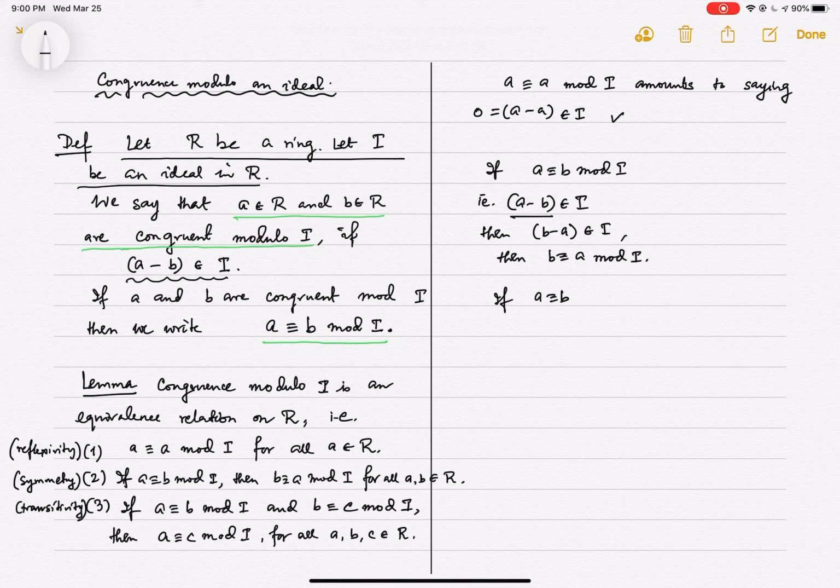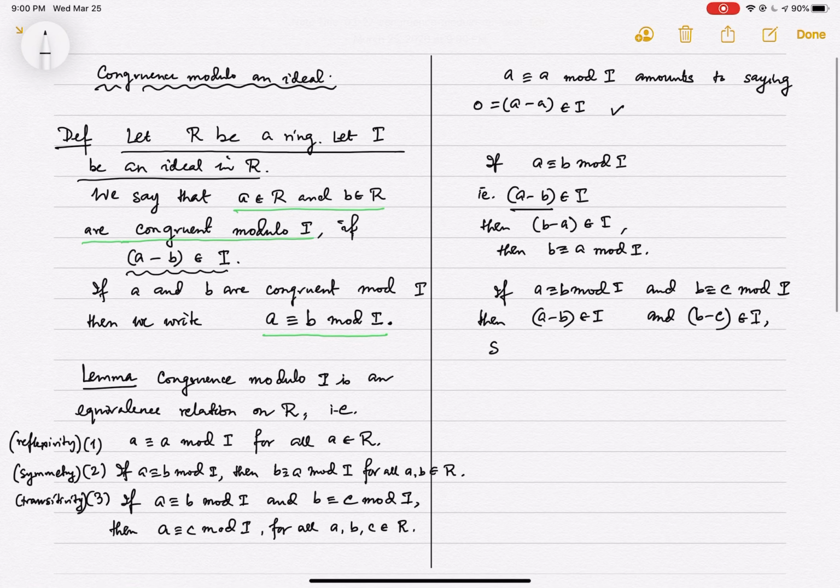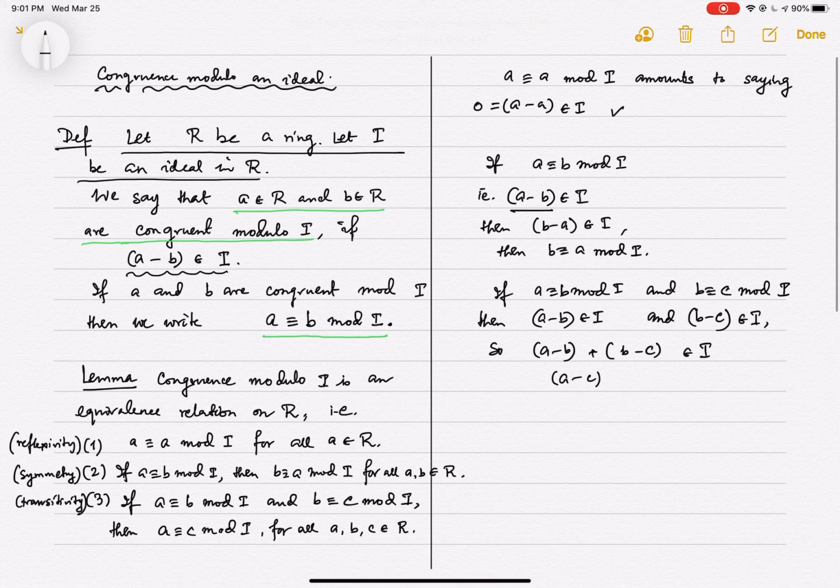If A is congruent to B and B is congruent to C, what does that mean? That means A minus B is in I and B minus C is in I. So then the sum of these two things is also in I, because I is, after all, a subring, so it's closed under addition. But this sum, note, is just A minus C. A minus B plus B minus C is just A minus C. So A minus C is in I, and that just means that A is congruent to C. Yeah, so this is property 1, this is property 2, this is property 3.